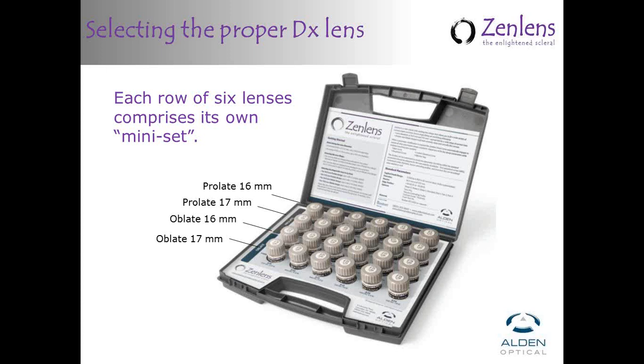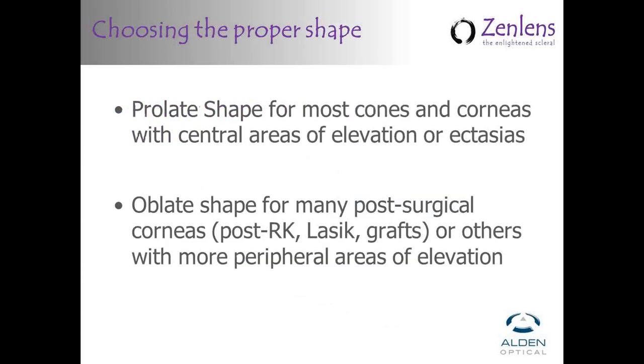In the diagnostic set, there's really the 4 series of lenses, and there are 2 different sizes and 2 basic shapes. We'll talk about how we select which row we work with, and once we narrow it down to which row we're in, we really have an easy job of just working within those 6 lenses. So, if you've used the lens set, and I assume everybody has, you know there are 2 different shapes. There's the prolate series, which works for most cones and corneas that are more elevated centrally than peripherally, which would be most normal corneas as well.